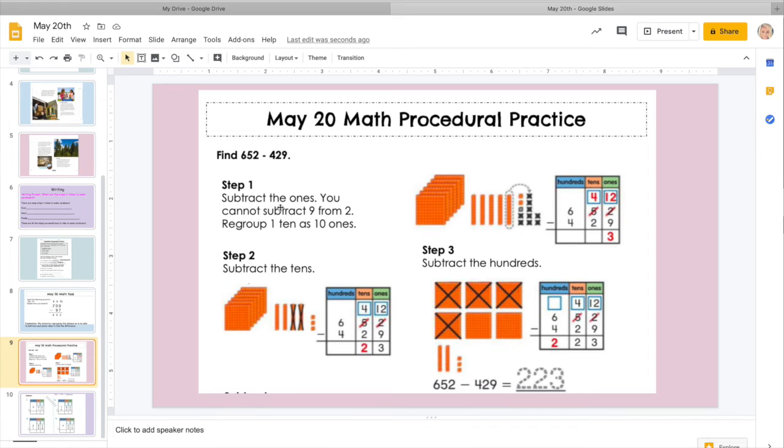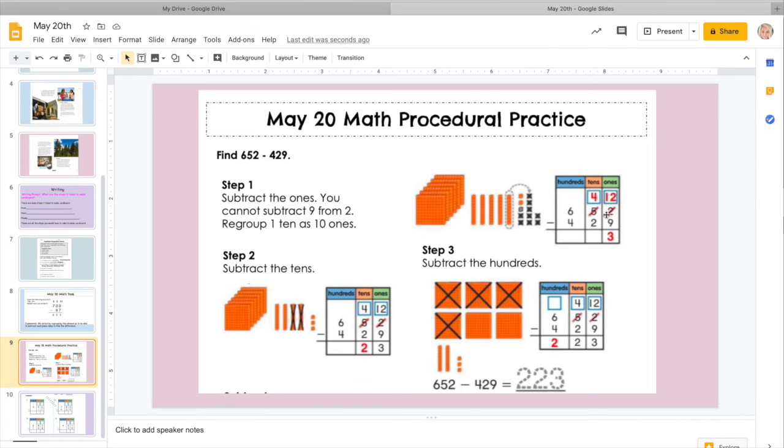Remember, when adding or subtracting, we always start with those ones. You cannot subtract 9 from 2. You need to regroup 1 ten as 10 ones. So just like they did here, we're going to borrow from next door. That 5 becomes a 4, and because we borrowed 10, we're turning 10 of those 10s into a 1. The 2 is going to become a 12.